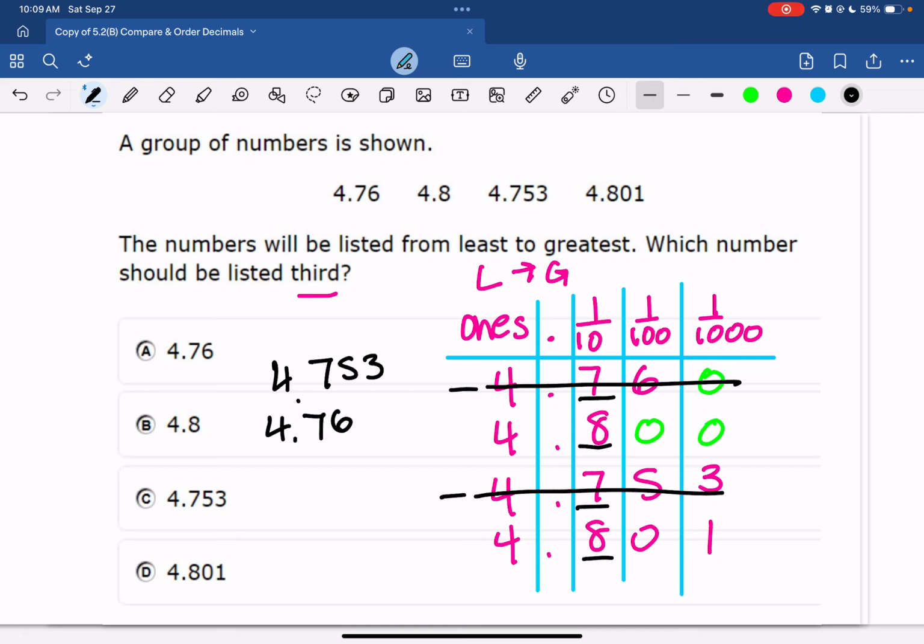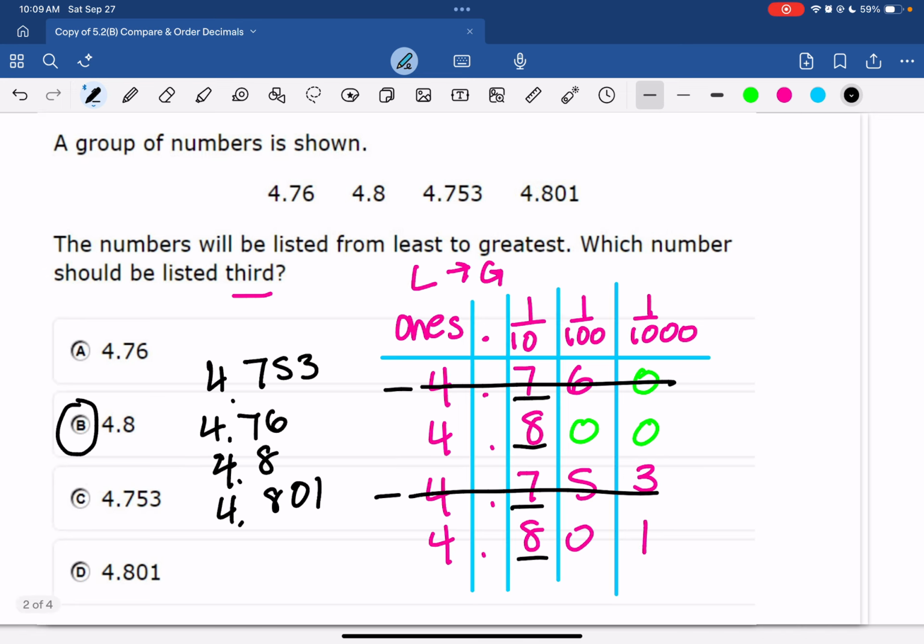thousandths, or 4 and 8 tenths, however you want to look at it, or 4 and 801 thousandths. So if you have the zeros, it's easier to tell that 800 is smaller than 801. Now, you're not going to have the zeros added, but you know they're equivalent, so B is our correct answer. All right, let's go to the next one.